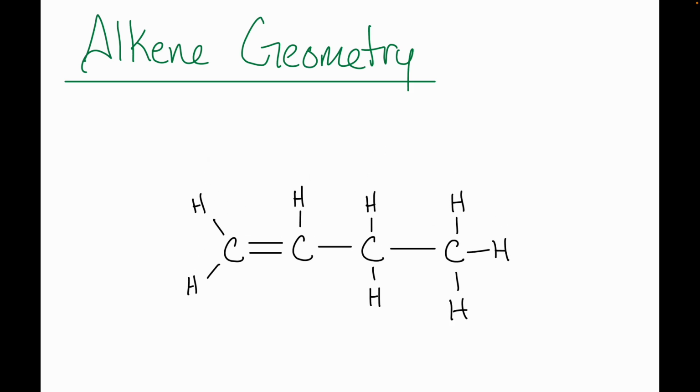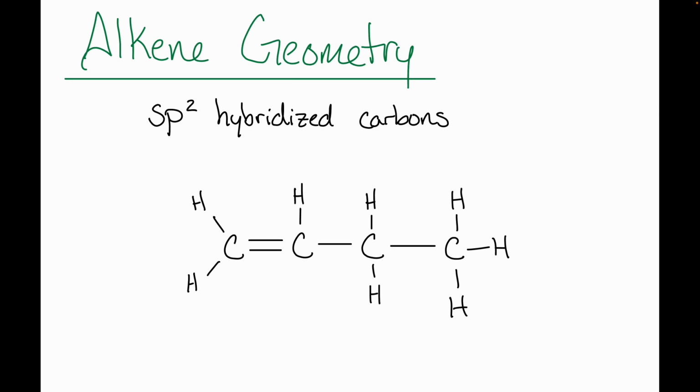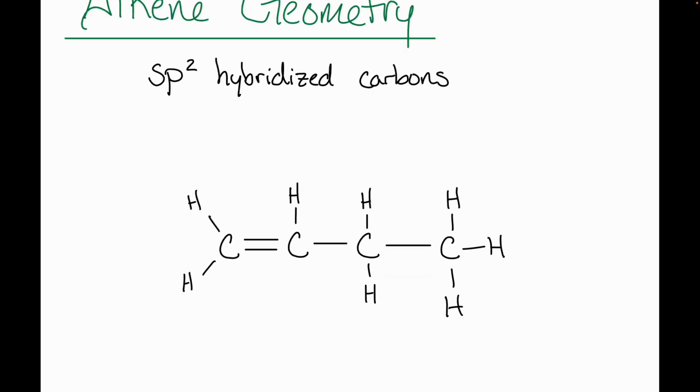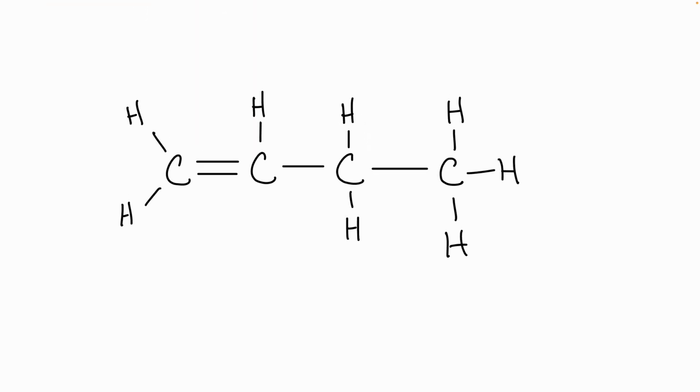Okay, so alkene geometry, going back to what we talked about in general chemistry, these sp2 hybridized carbons. Again, those are the carbons on either side of that double bond. So if we look at our example molecule here, we're talking about this guy's sp2 and this guy's sp2. These other ones that do not have that carbon-carbon double bond, they are sp3 hybridized.